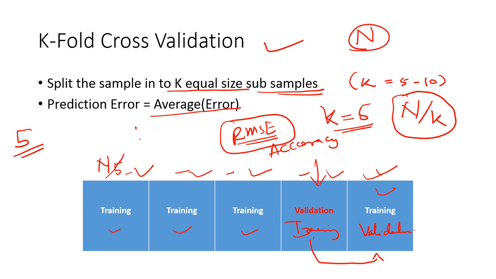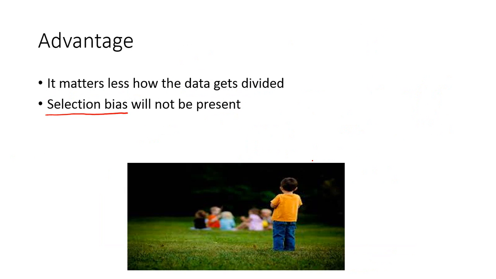So if I have k validations, you will get k errors, and you just divide that by k, you will get the average error, which is your prediction error. Okay. So that's called k-fold cross validation. Normally people take the k to be 5 to 10, because otherwise it takes a lot of computational time to do all these iterations. So here it's 5 subsamples, so we have just 5 iterations. If it is more, it would take a lot more time.